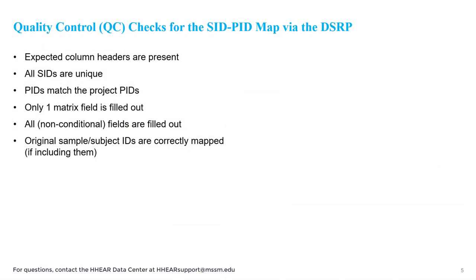To add some errors, let's see how the DSRP QCs the map. When you submit your map, which we will show shortly, the DSRP will disallow upload if there are errors. The DSRP will let you know what errors occur, and will check for the following items: that the expected column headers are present, that all SIDs are unique, that PIDs match the project PIDs, and there's only one matrix filled out, so that the biological and environmental matrix are not both filled out, and that all non-conditional fields are filled out that need to be. Lastly, the DSRP checks that the original sample and subject IDs, if you include them, are correctly mapped.